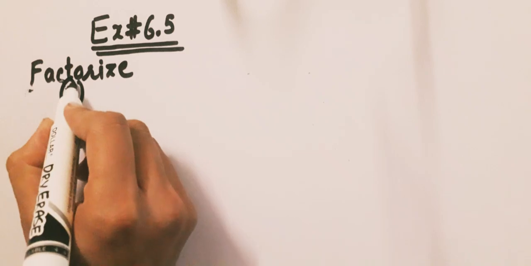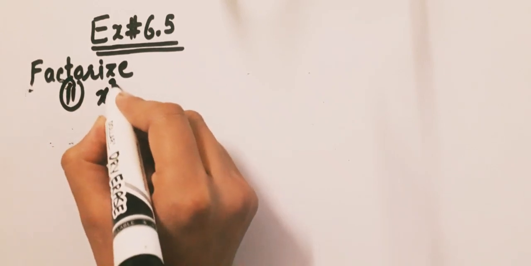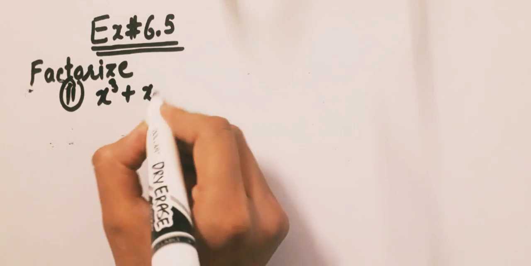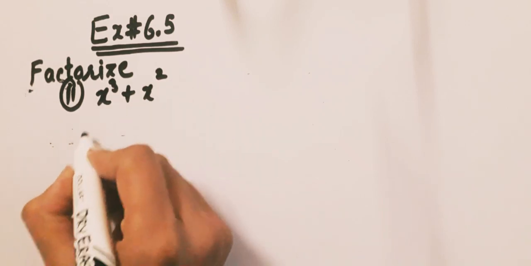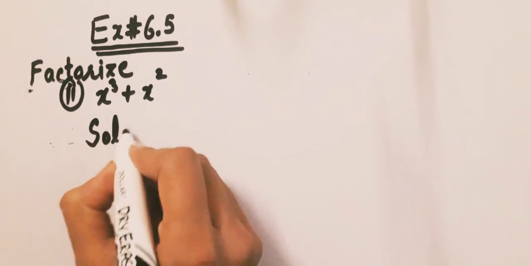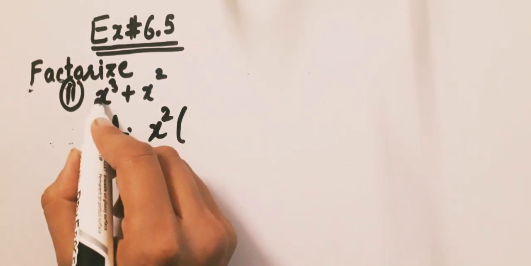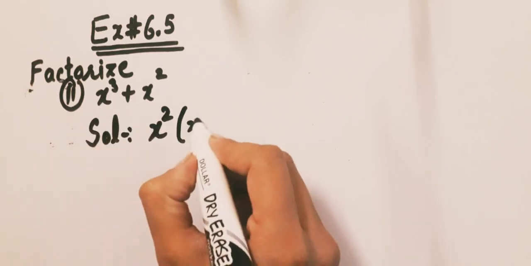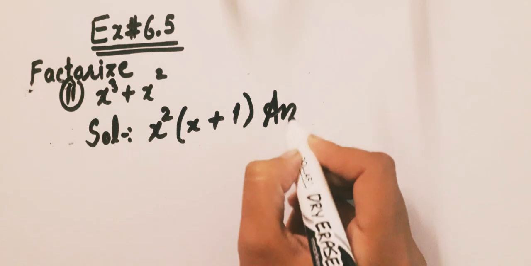Now we have question number 2, that is x cube plus x square. Here the smallest power is x square, so we will take the smallest power as common, x square, remaining is x plus 1. So this is the answer.